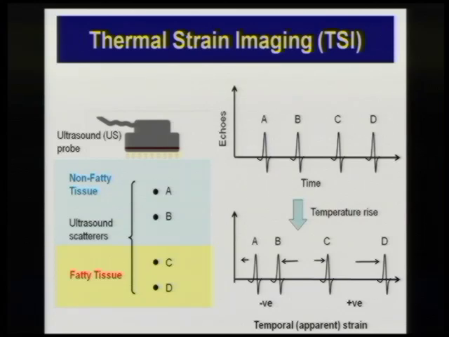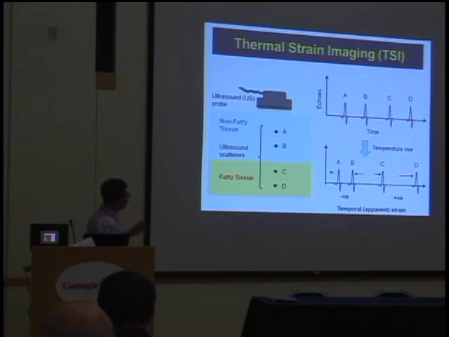This cartoon illustrates this more explicitly. Say you have an ultrasound transducer, with objects A and B in non-fatty tissue and objects C and D in fatty tissue. As you increase the temperature, using whatever method, ultrasound here, when you echo those objects you will have A, B, C, D with spacing like this. But as time goes by and the temperature increases, the sound speed increases in water-bearing tissue and decreases in fatty tissue.